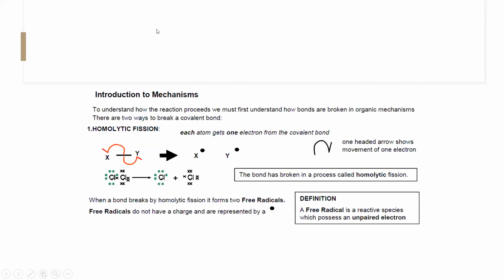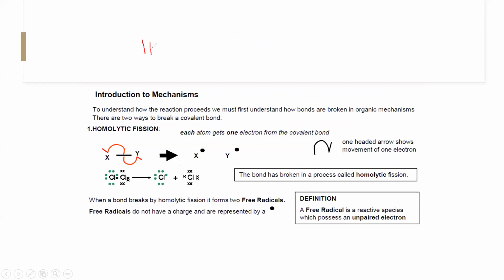Then the bond breaking. Whenever a bond breaks in a substance, the bond breaking can be homolytic fission or heterolytic. What is the meaning of homolytic bond breaking? When radicals are formed. The term radical means they are very reactive and they have an unpaired electron. We call them radicals.